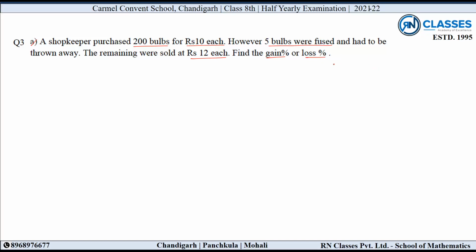मेरे को क्या निकालना है? Gain or loss. Like, वो भी percentage में. If I get gain or loss in rupees, मेरी प्रॉब्लम सॉल्व. गेन और लॉस कैसे आएगा? We need cost price and selling price. So can't we find the cost price from here? Yes, shopkeeper purchased 200 bulbs for 10 rupees each. Cost price of each bulb is equal to rupees 10.